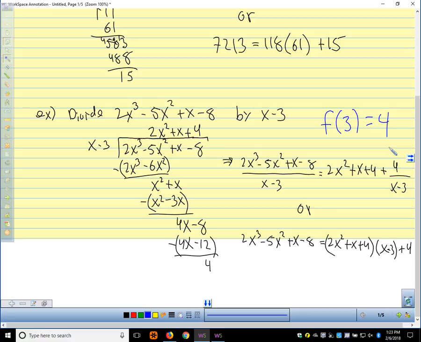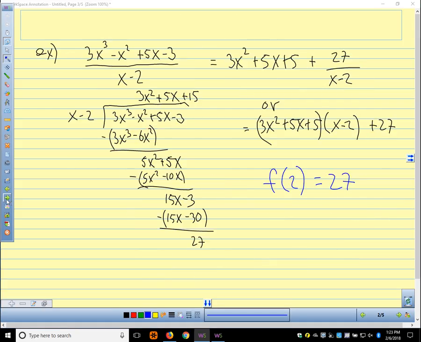So the remainder theorem gives us a way to evaluate functions by doing synthetic division. Synthetic division is pretty easy. You're just multiplying and adding. You don't have to raise things to powers or do anything else other than multiplying and adding. So that's what the remainder theorem tells us.